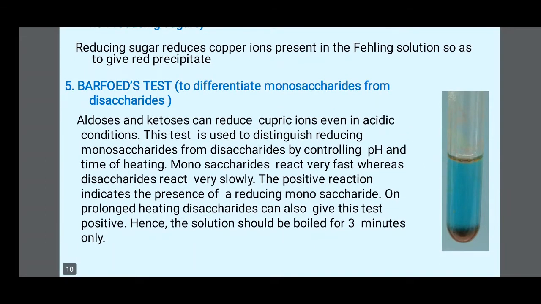The positive reaction indicates the presence of reducing monosaccharides. On prolonged heating, disaccharides can also give this test positive. Hence, the solution should be boiled for 3 minutes only.